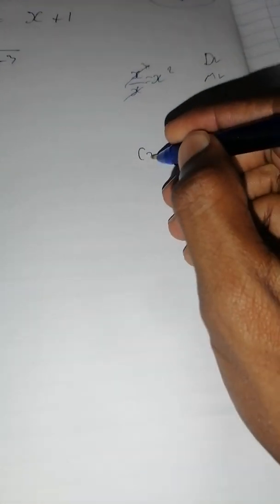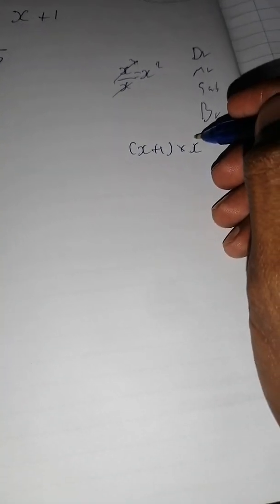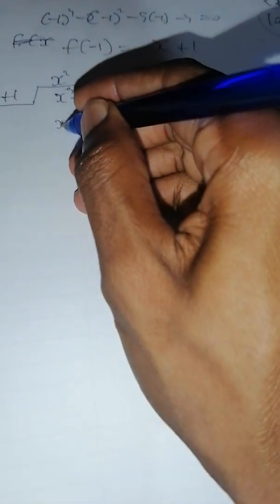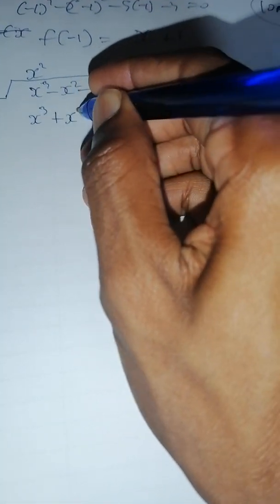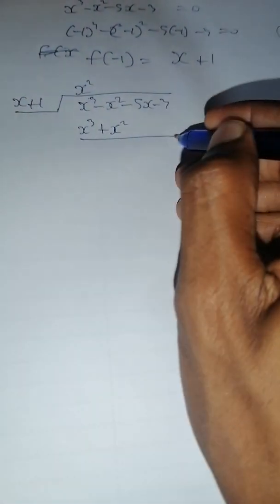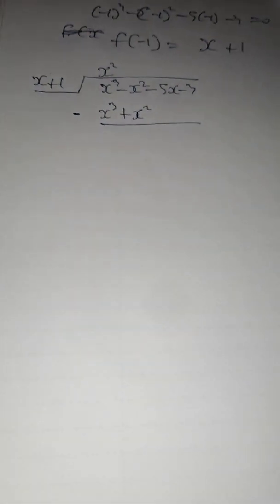Now we multiply this by x squared. We say x plus 1 multiplied by x squared. x squared multiplied by x is going to be x cubed. Now x squared multiplied by 1 is positive x squared. Now remember, we were dividing, and now we multiplied. Remember to put a negative here and there.